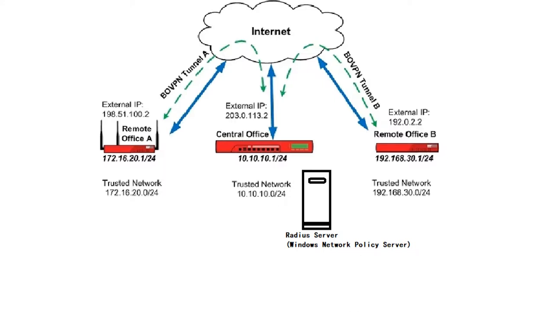We have this typical network setup, two branch offices using a VPN via the internet to connect with our head office, the central office. For the firewalls we're using FortiGate, and one of the servers, the RADIUS server, is running the Windows Network Policy Server role and is located in the central office. My goal is to enable RADIUS authentication on all FortiGate firewalls.